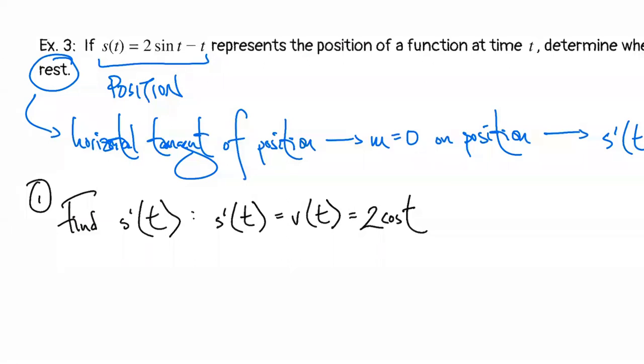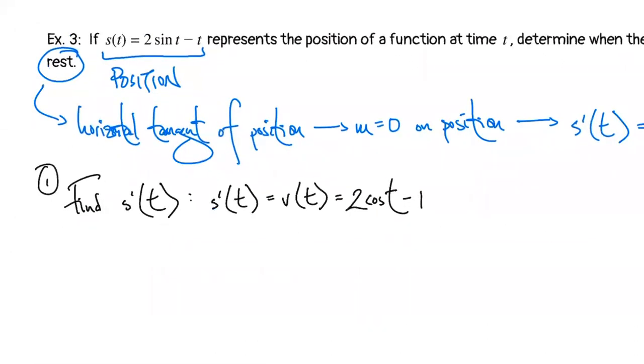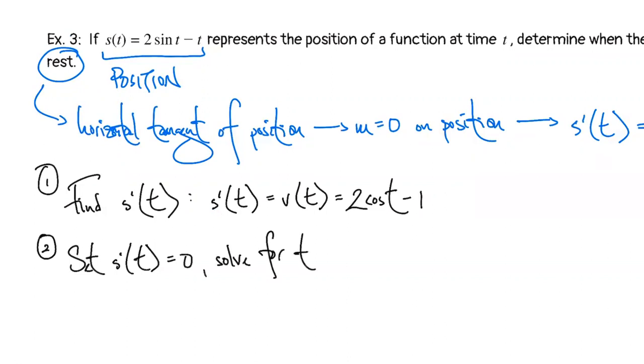Oh, so close. We don't get 0, we get 1, because t is our variable. And so when we take that derivative, we get a 1. Good. So I've got my S prime of t, my velocity. Now we have to set S prime of t equal to 0 and solve for t. So we've got 2 cosine t minus 1 equals 0.